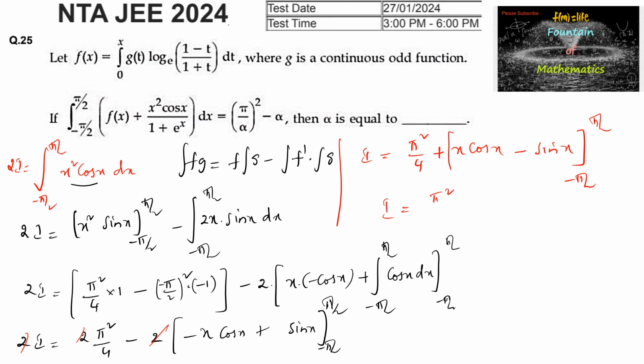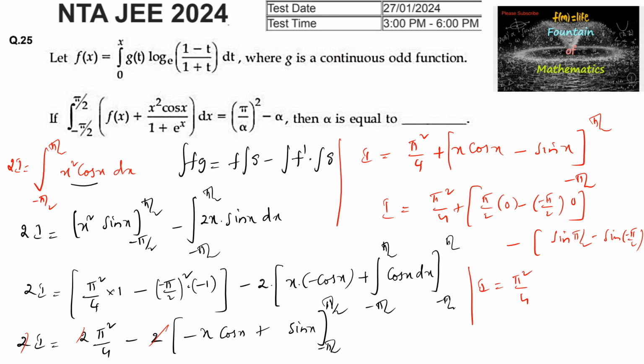I is equal to pi square upon 4 plus, so here pi by 2 cos of pi by 2 is 0, and the lower limit is minus pi by 2 cos of minus pi by 2 is 0, and again the next one, sine of pi by 2 minus sine of minus pi by 2. So I is equal to pi square upon 4 plus 0, sin pi by 2 is 1, and again minus 1, so minus 2. So we can say (pi upon 2) whole square minus 2. Comparing with (pi upon alpha) whole square minus alpha, we have (pi upon 2) whole square minus 2. So we can say that alpha is equal to 2.